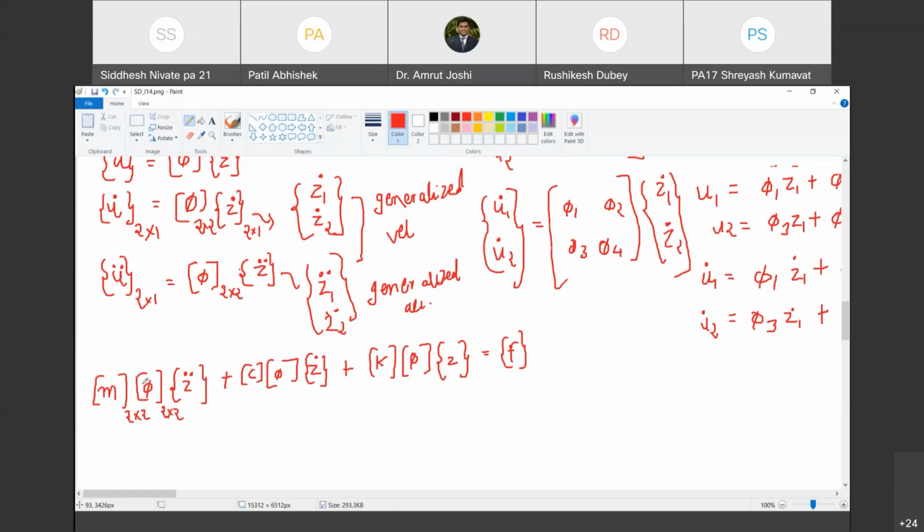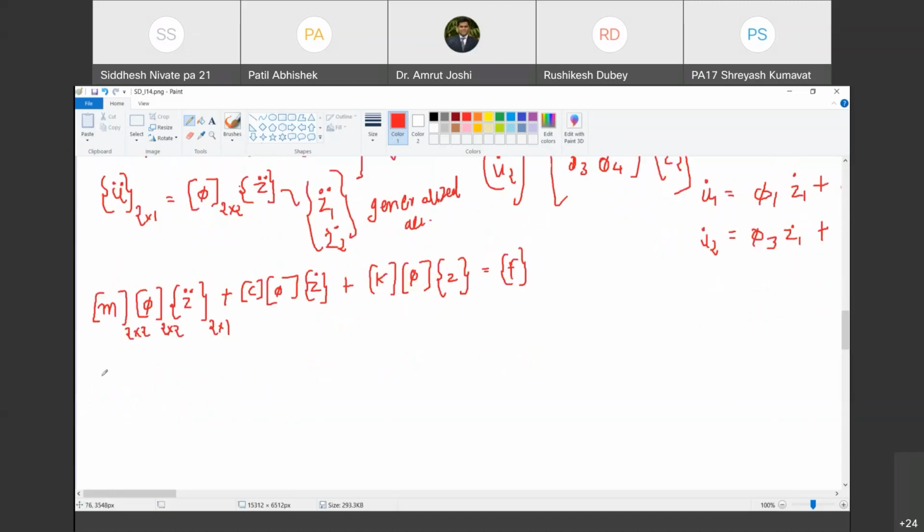What is the result? It is a 2 cross 2 matrix, this is 2 cross 1, so the resultant product will be 2 cross 1. Happy? Yes, sir. So this is the same everywhere true. C and phi matrices are 2 cross 2, K and phi matrices 2 cross 2, Z dot and Z matrices 2 cross 1. The resulting matrix of the product of these three is going to be 2 cross 1. Happy? Yes, sir. Okay, let us go ahead now.